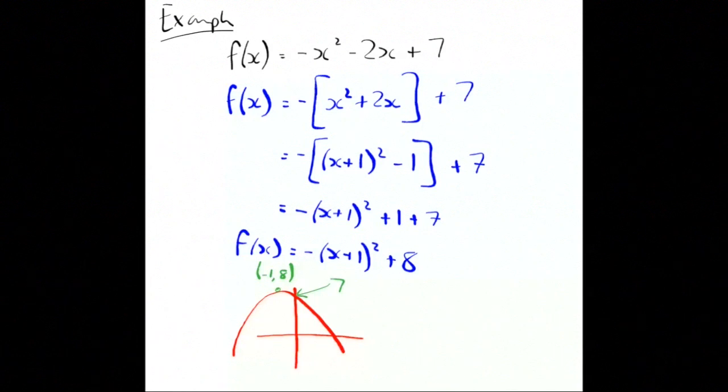The line of symmetry is the x line that goes through the x coordinate. So that's just got the form x equals minus 1. Thank you.